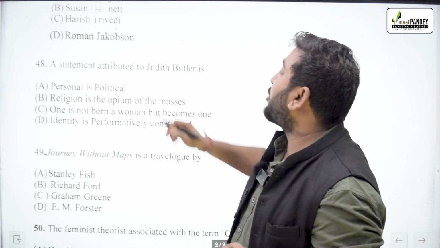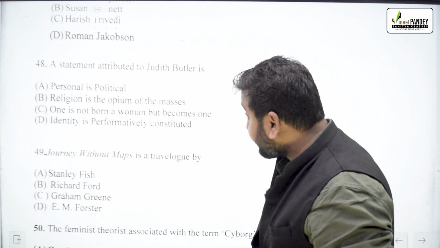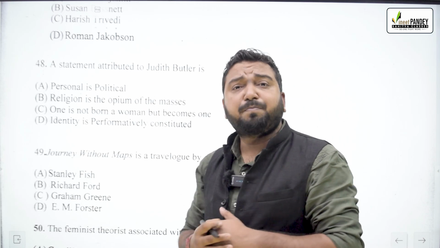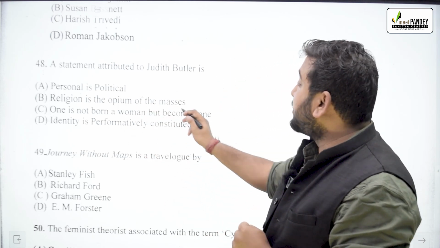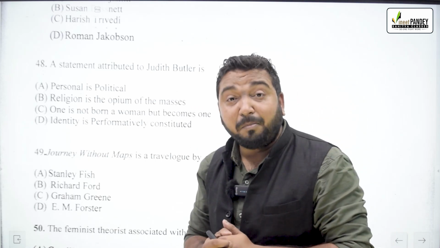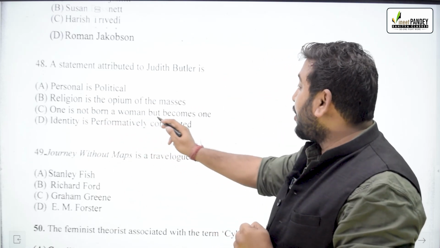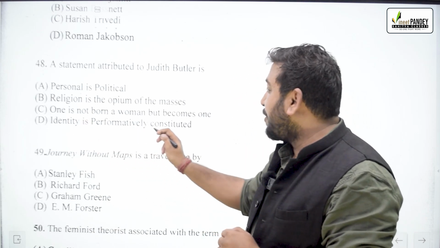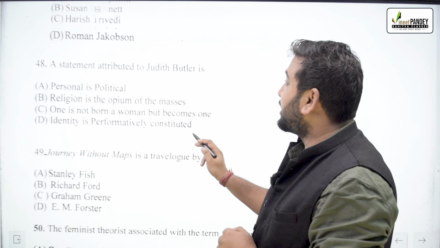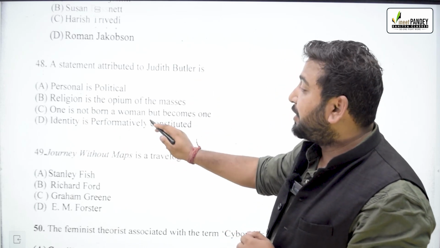A statement attributed to Judith Butler. Personal is political, it's a feminist quote. Then, religion is the opium of the masses, that's by Karl Marx. One is not born a woman but becomes, Simone de Beauvoir. Identity is performatively constituted, the gender concept. This is the line by Judith Butler. This is the right answer.